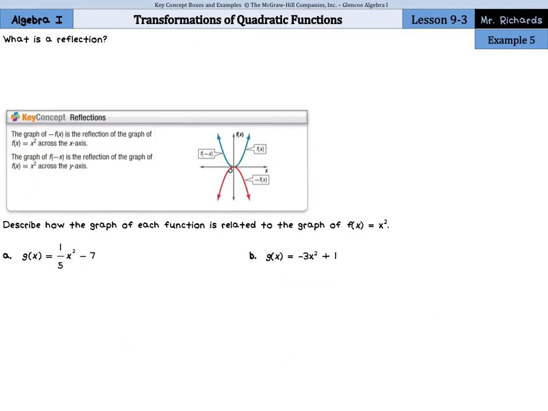Next we have our reflections. Well, what do reflections do? They flip a figure across a line. So, in our key concept box, if it's the negative f of x, that will be the reflection across the x-axis, and that is in red. If it's the f of negative x, that's a reflection across the y-axis.